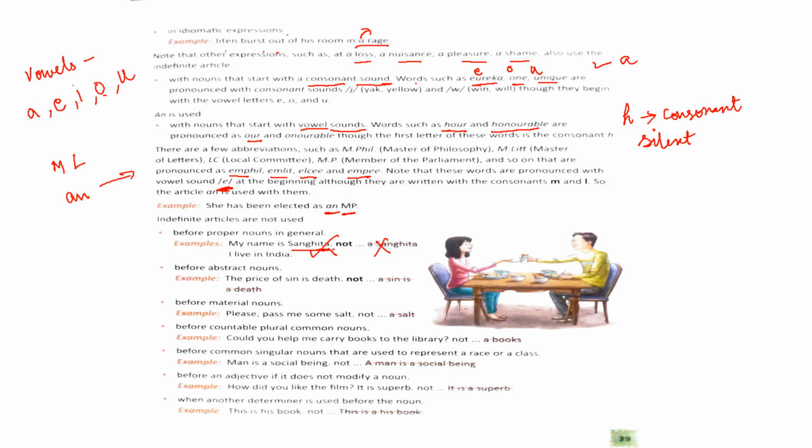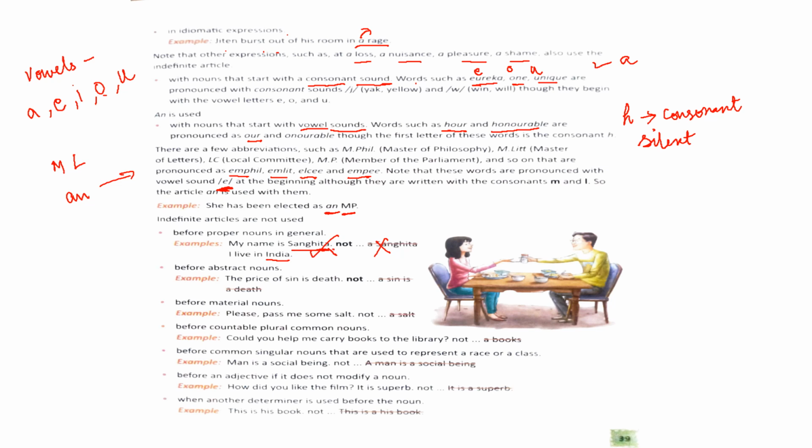Then next one, I live in India. Now India is a proper noun, the name of a particular country. We do not say I live in an India, because indefinite articles are not used with proper nouns in general.